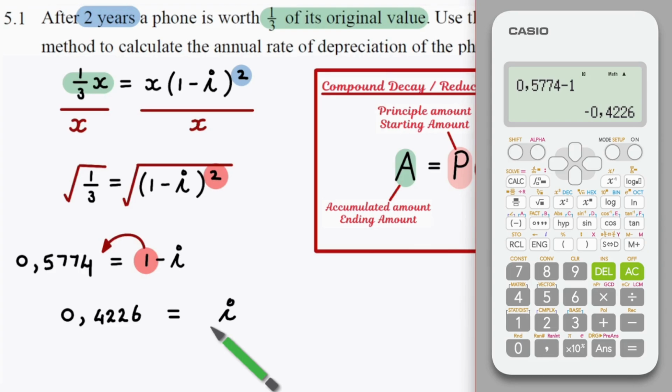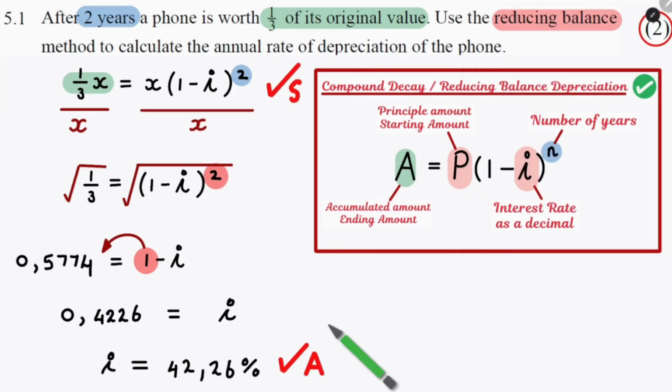Now we times this decimal over here by 100, so let's times that by -1 to get rid of the negative, and then we times that by 100, and we get 42.26% as our final answer to this question. And your 2 marks simply come from your substitution in the beginning, as well as your final answer.